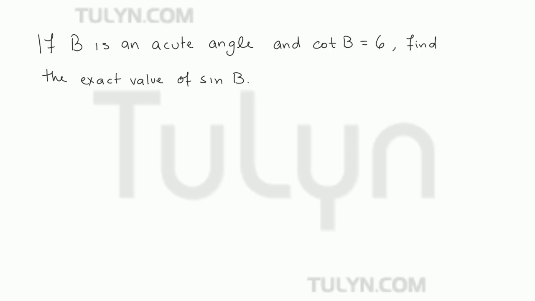If B is an acute angle and cotangent of B is equal to 6, find the exact value of sine of B. So B is an acute angle, which means that it's less than 90 degrees. So it could look something like this, right?